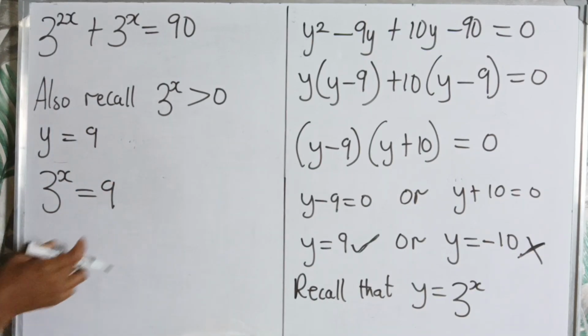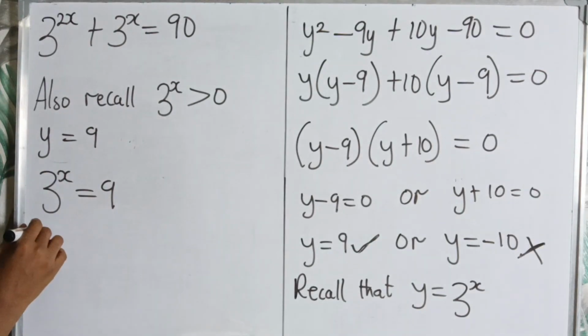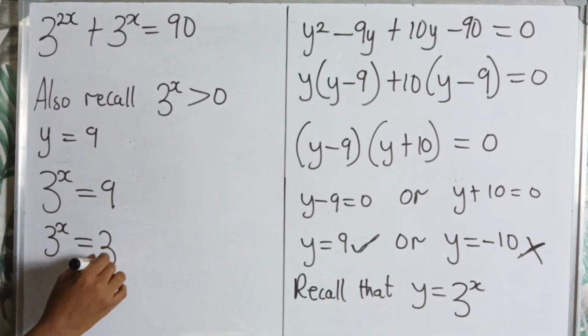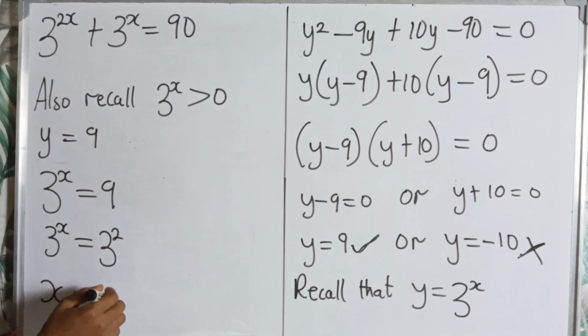Now, we can express 9 as 3 raised to the power 2. So now 3 raised to the power x is equal to 3 raised to the power 2. And since the bases are the same, we can equate the powers. So my x is now equal to 2. This is our value of x.